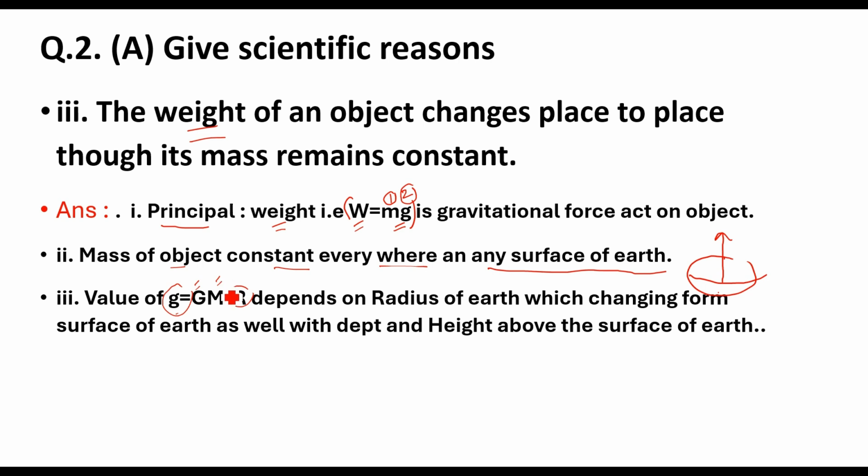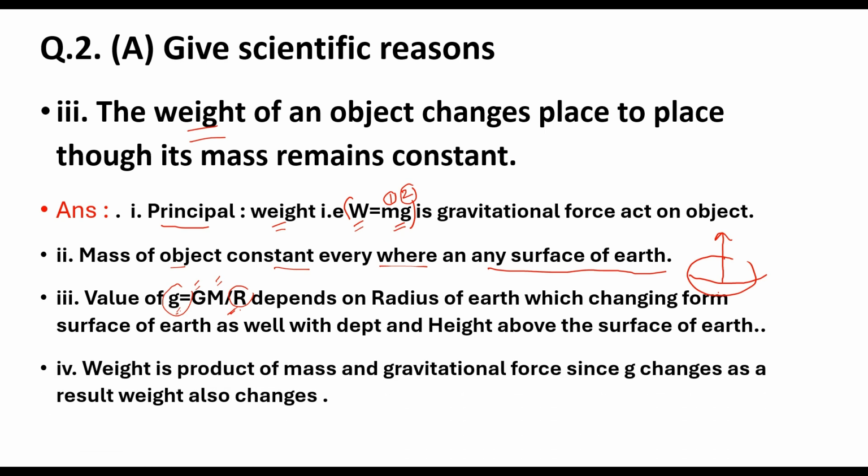M is called the mass of the earth. So this g changes because the radius changes. The radius changes, therefore g changes. When g changes, as a result W changes, because weight is nothing but the product of mass and gravitational acceleration. Due to the change in g, the weight also changes, but the mass remains constant. In that way we can explain the answer to give scientific reason.